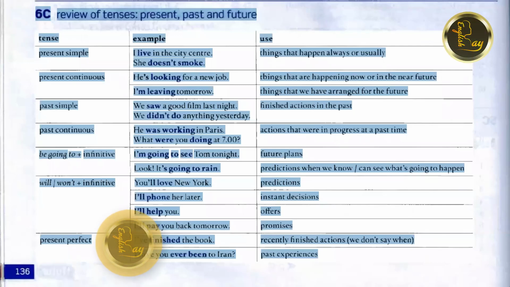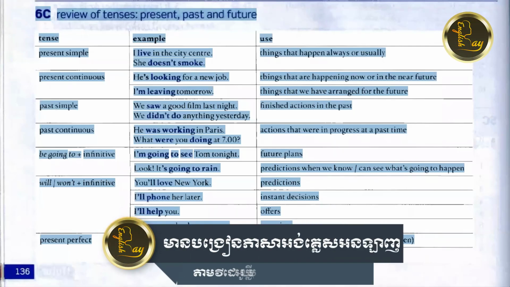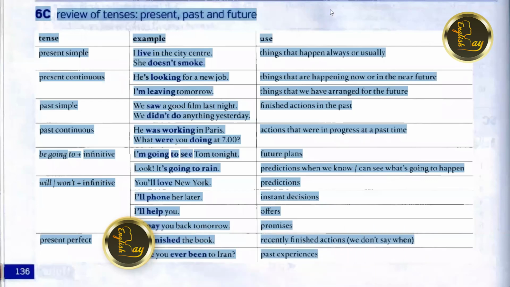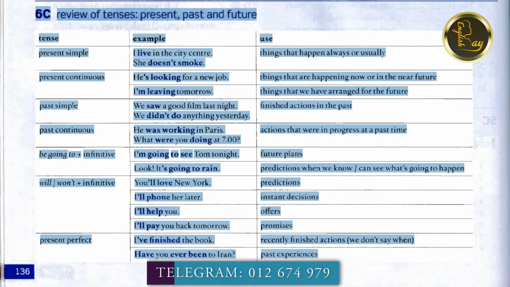So let me share another point that we learned. Here we go, the review of all the tenses we learned from the previous unit. Now you are going to listen to 9.913 about the explanation of the review of tenses: present, past, and future.